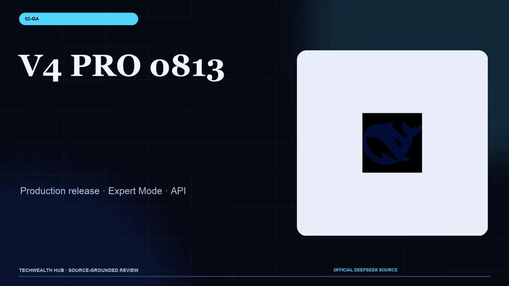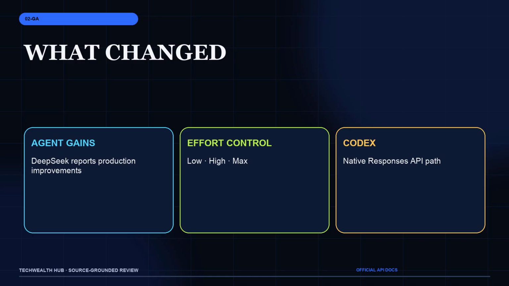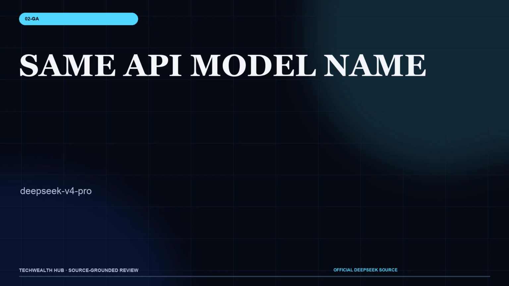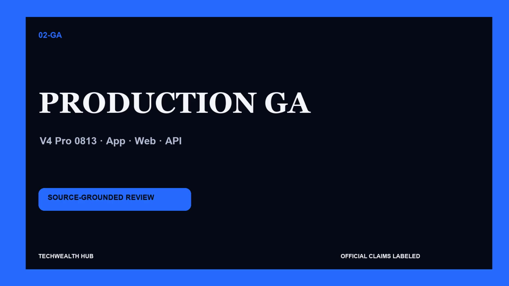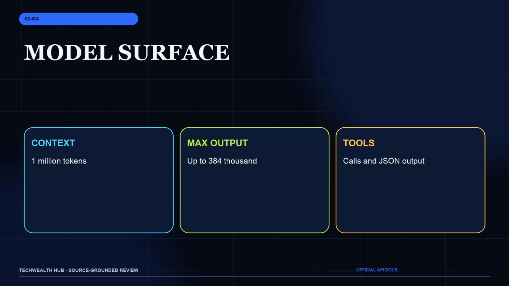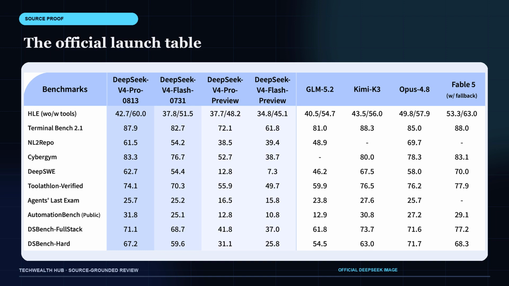The production build is DeepSeek V4 Pro 0813. It is available in the DeepSeek app and website through expert mode and through the API under DeepSeek V4 Pro. DeepSeek says model names remain unchanged. Compared with the preview, the product story now has 3 parts: major agent upgrades, flexible reasoning effort, and native responses API support aimed at Codex.